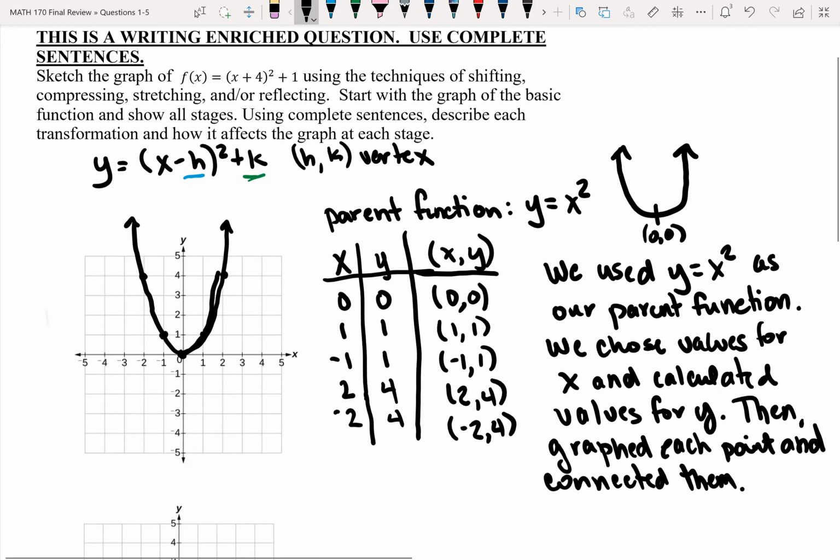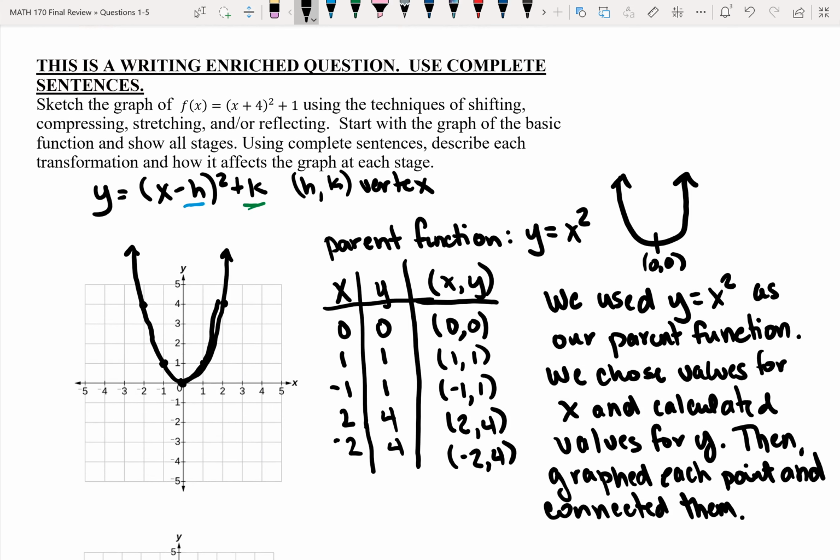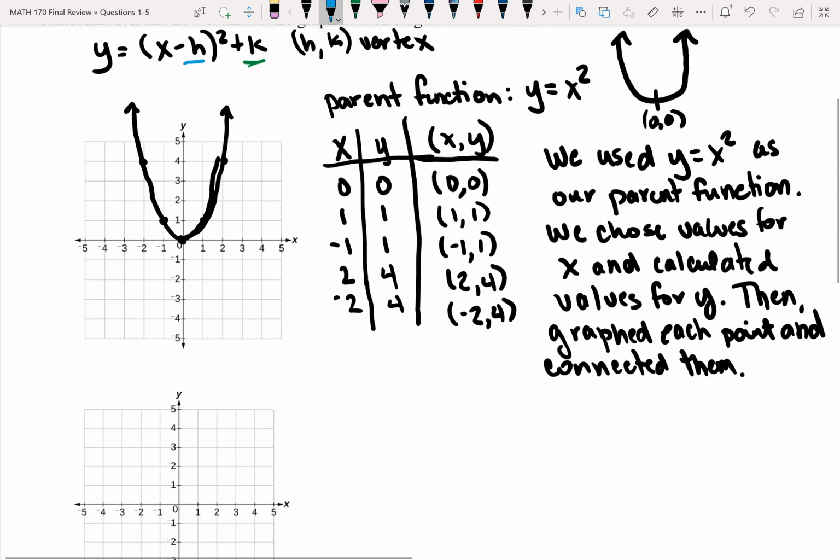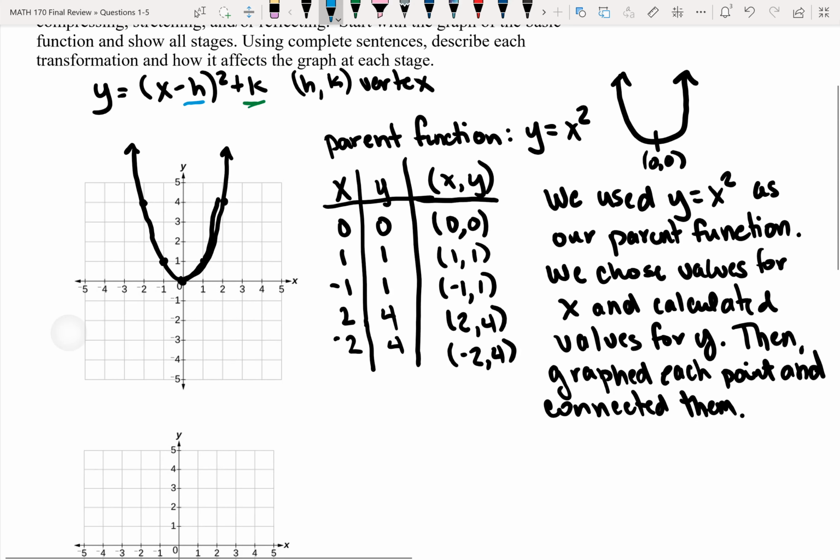Let's look at our second stage. We said that our H is controlled by our X values, so that was the X value of our vertex. And we have a +4, but our basic form has a minus, so that means that our H value is going to be -4. So for our second phase, we're going to say y is equal to x minus, and then we would have to put -4 squared.